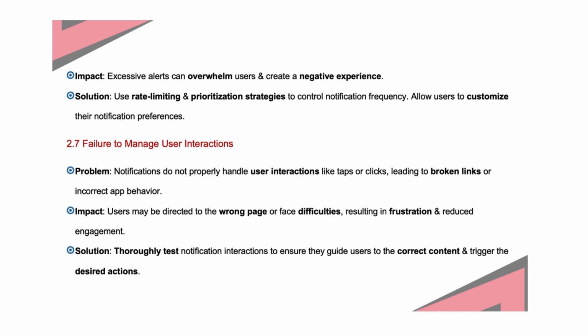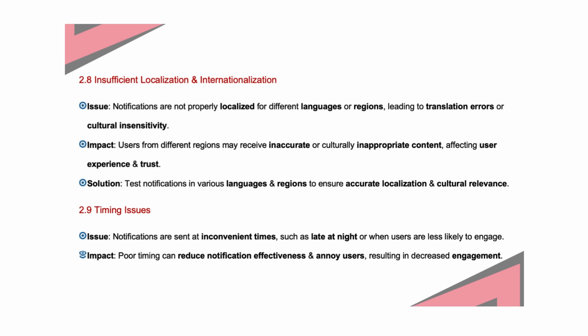Next one is insufficient localization and internationalization. Its explanation, impact, and solution to it is as below. Next one is timing issues. Find problem details, impact, and solution to it. Next one is broken notification links. Find below the nature of the problem with impact and fix for the same.